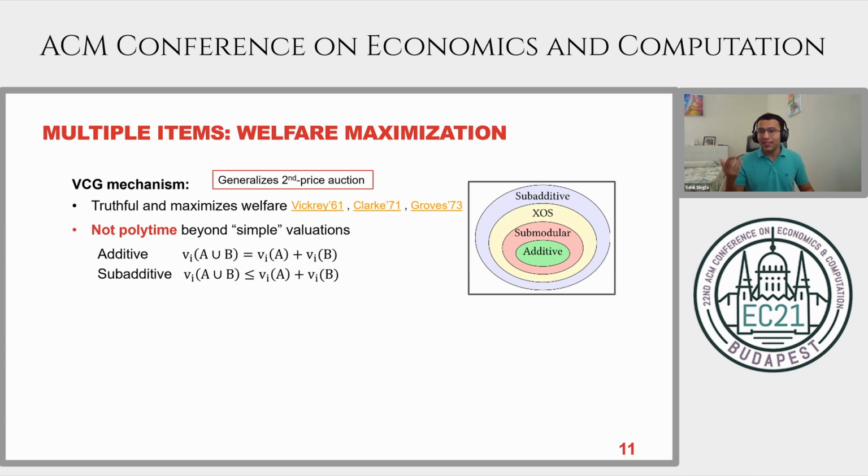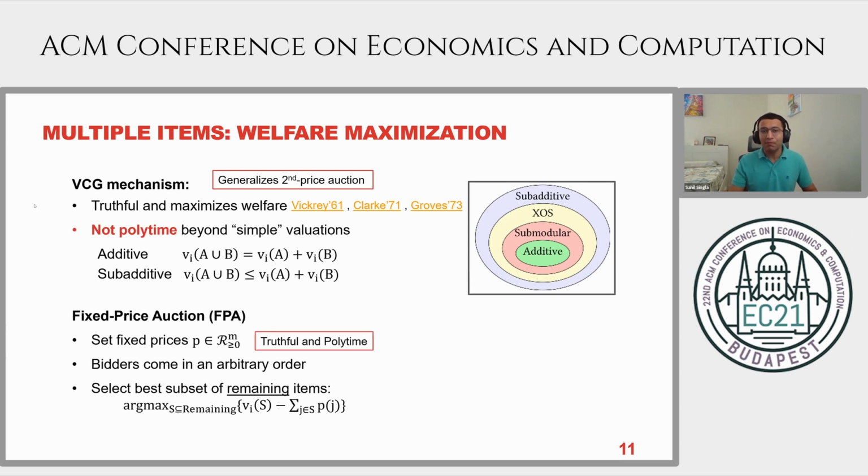So the point is that as soon as you move beyond additive valuations, for additive valuations, you can actually run the VCG mechanism and it runs in polynomial time and it's truthful and maximizes welfare. So it's amazing. But as soon as you move to submodular valuations, XOS or subadditive, these problems are known to be NP-hard or even worse. And hence you cannot actually run the VCG mechanism, and the VCG mechanism doesn't give you anything.